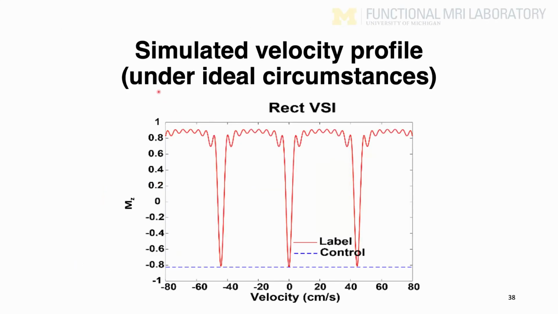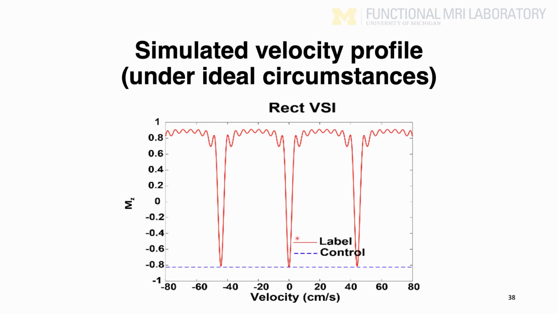So here's a simulated velocity profile for one of these pulses. This is the rectangular-based velocity selective inversion pulse that Chin came up with, and you can see it's essentially a sinc shape. It's the Fourier transform of the rect that they were using.